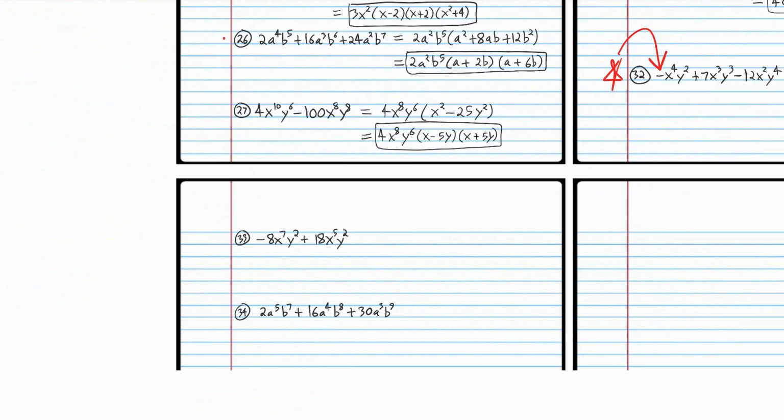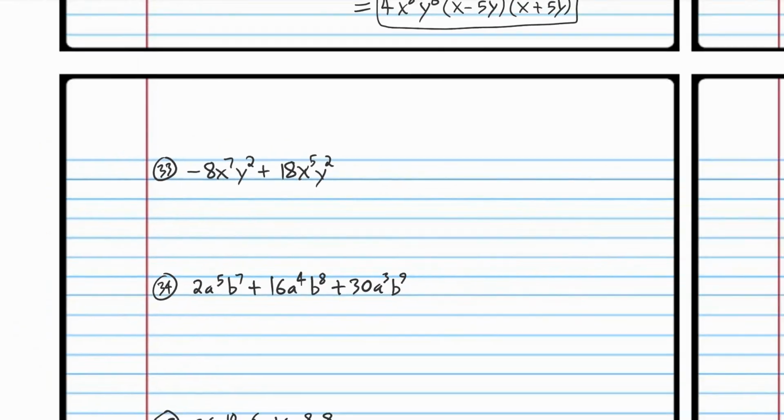All right, on to number 33. Go ahead and try 33, and when you come back, we'll do it together. Remember, you have to factor out that negative on the first term.